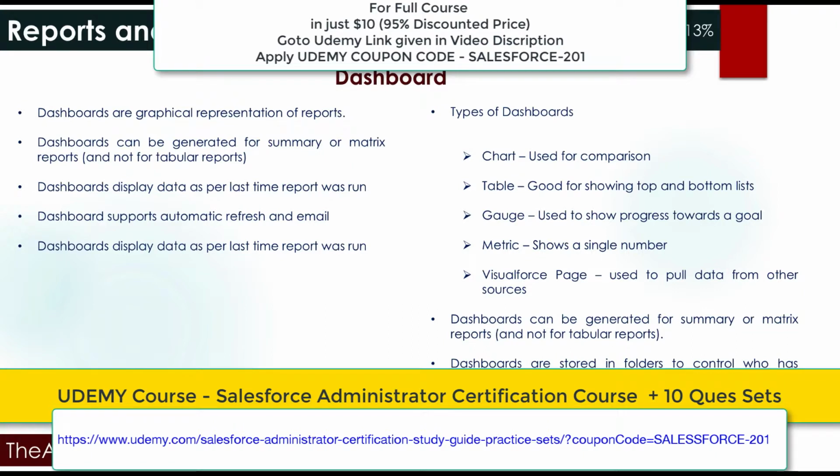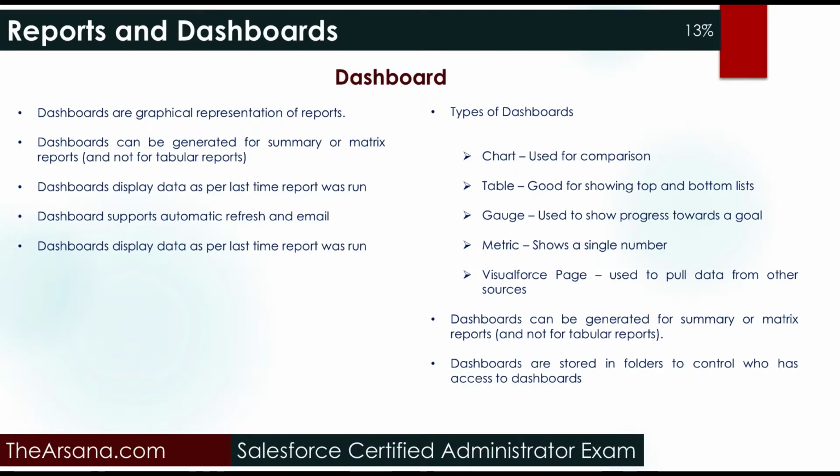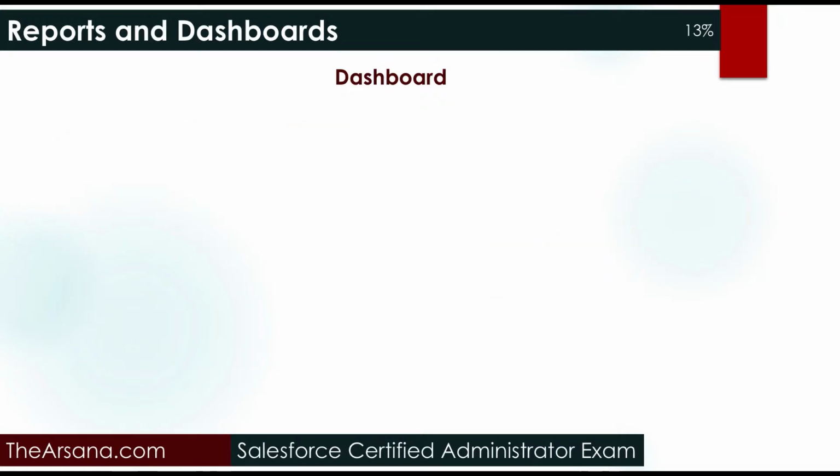Types of dashboard. There are 5 types of dashboards: chart, table, gauge, matrix, and visual pages. Chart is used for comparison. Table is good for showing top and bottom lists. Gauge is used to show progress towards a goal, and so on. Dashboards can be generated only for summary and matrix reports. We already talked about this. And when you generate the dashboard, you can store it in a folder like the reports.